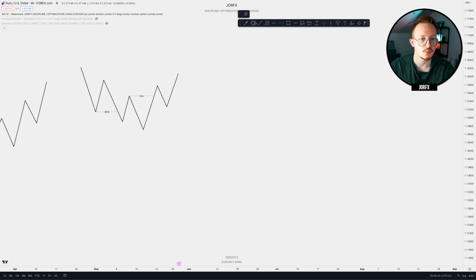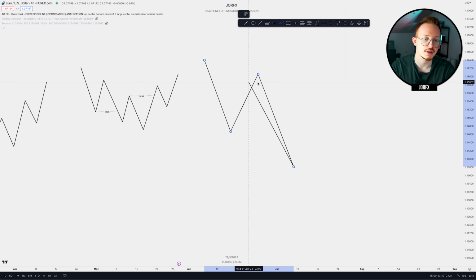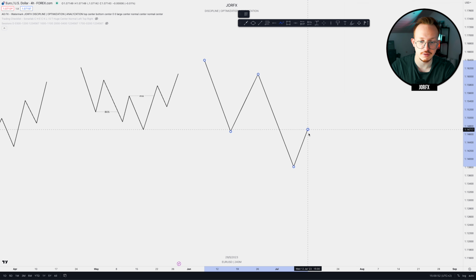So then, we have basically three types of structure. You have your swing structure, your internal structure, and your fractal structure. So swing structure is basically the bigger picture, right? The big trends. So your swing high, swing low, swing high. Then you have your internal structure. This is your internal structure.